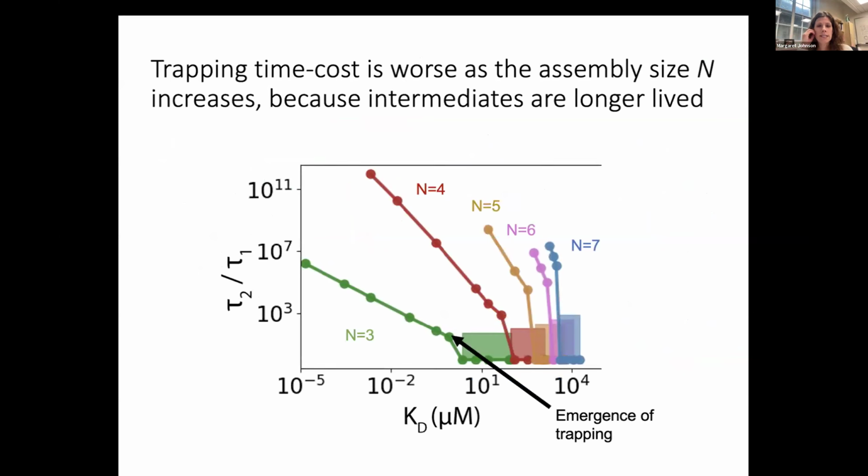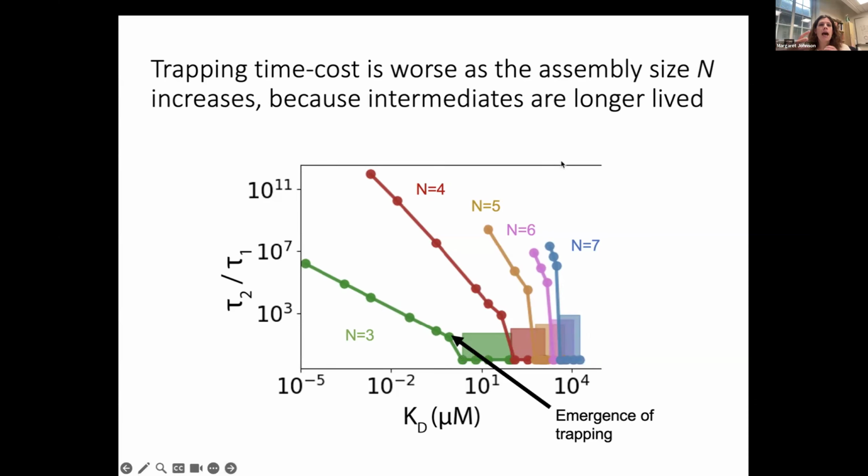Okay. And the last thing I want to say about kinetic trapping, you can say, well, maybe it's not so bad. It gets worse and worse the larger the assembly. So if we have 4, 5, 6, 7 subunits, this trapping cost becomes dramatically worse as you try to stabilize the system, and also becomes more sensitive. So these windows that I'm showing here are the regimes where you can have fast assembly without getting trapped. And the reason for that is quite simple.